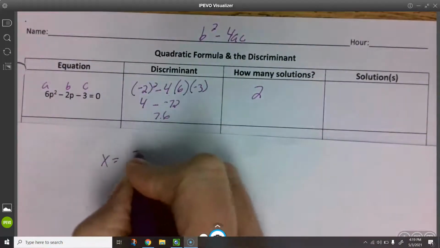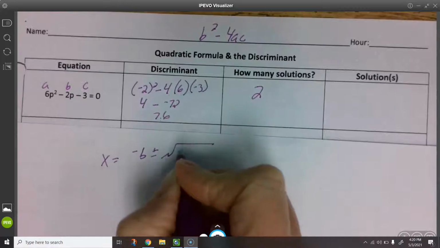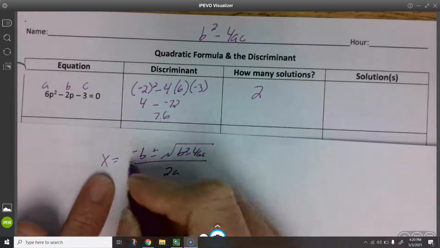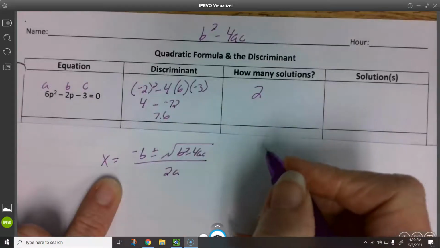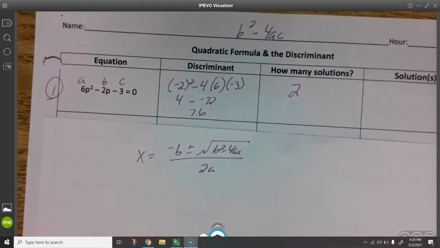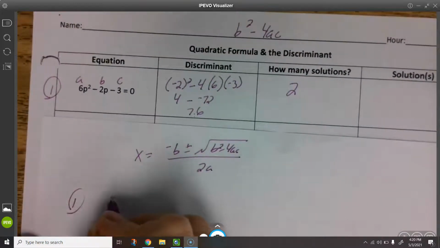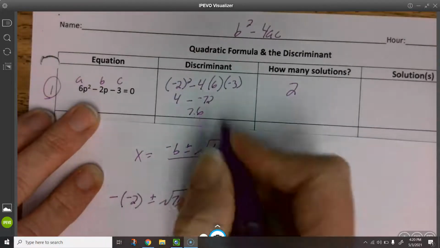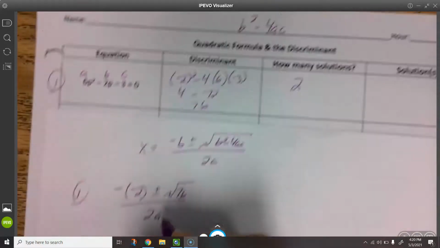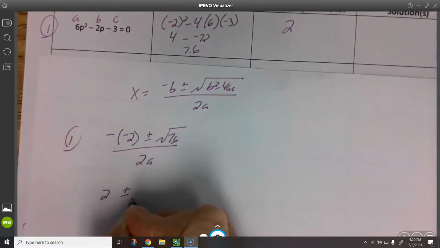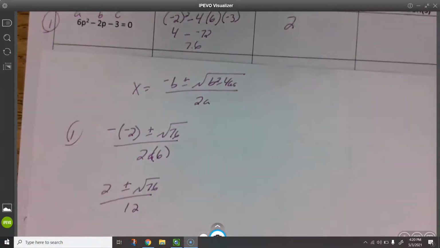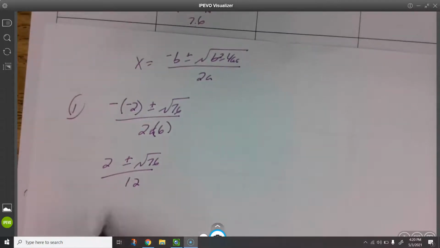So that means I'm just going to plug in the rest of the quadratic formula. Remember the quadratic formula? Negative b plus or minus the square root of b squared minus 4ac all over 2a. So we already have this part. So for instance, on this first one, number 1, we have negative b, so negative negative 2, plus or minus the square root of, we've already done it, it's 76 all over 2a. So I'm going to get 2 plus or minus the square root of 76 over 2a, that's a 6, over 12.